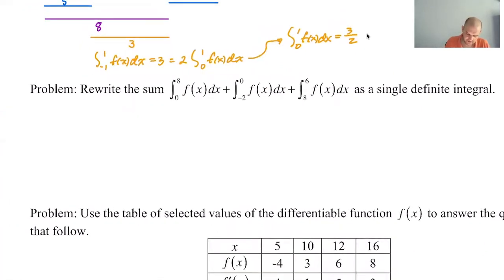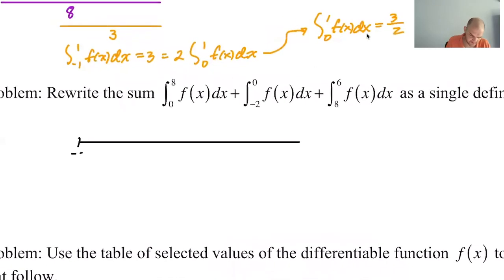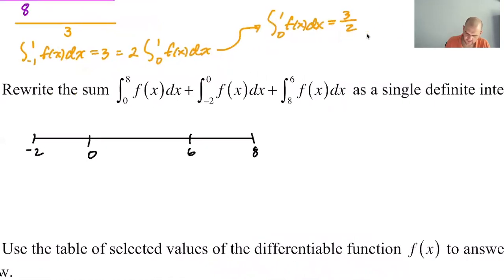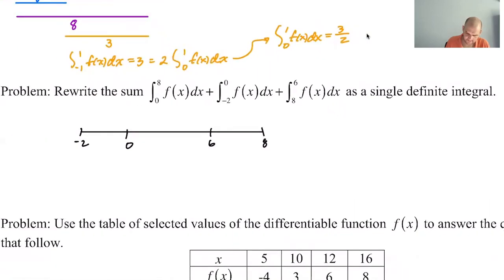We have -2 to, I need to go from -2 to 8, basically. So -2 to 8, so -2, 0, 6, and 8. We're just trying to write this as a single definite integral. All right. So 0 to 8 is given. Fine. -2 to 0 is also kind of given.